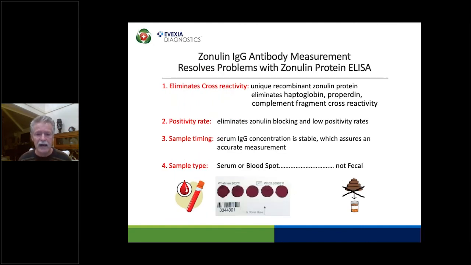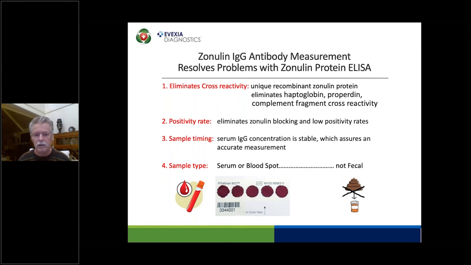In the next slide, this is how we got around it. Zonulin IgG antibody measurement resolves problems with the Zonulin protein ELISA. And so number one, it eliminates cross-reactivity. We actually cloned the human Zonulin protein in such a way that it has no cross-reactivity. So it eliminates cross-reactivity with haptoglobin, properdin, and the complement fragments. It was a huge challenge, and no one else has done it. It's a unique protein, and I don't think anybody was crazy enough to even try it, but we did, and we managed to solve it, not without a lot of difficulty. So we eliminated the cross-reactivity.